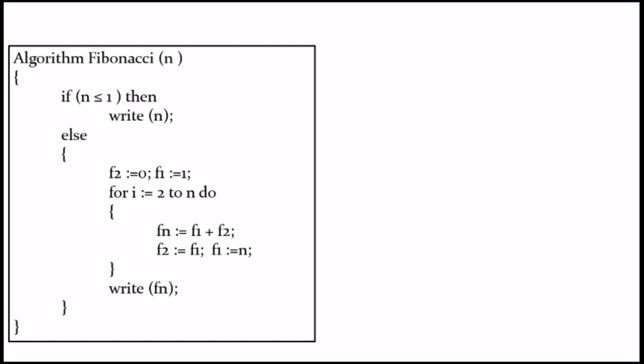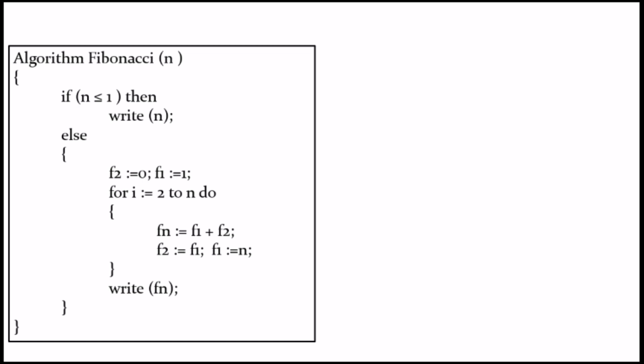If n is less than or equal to 1, this condition is false, then the else part will be executed. So in that, we are initializing two variables in the same line, that is f2 equal to 0 and f1 equal to 1. Then we are executing one for loop which starts from i equal to 2 till n.